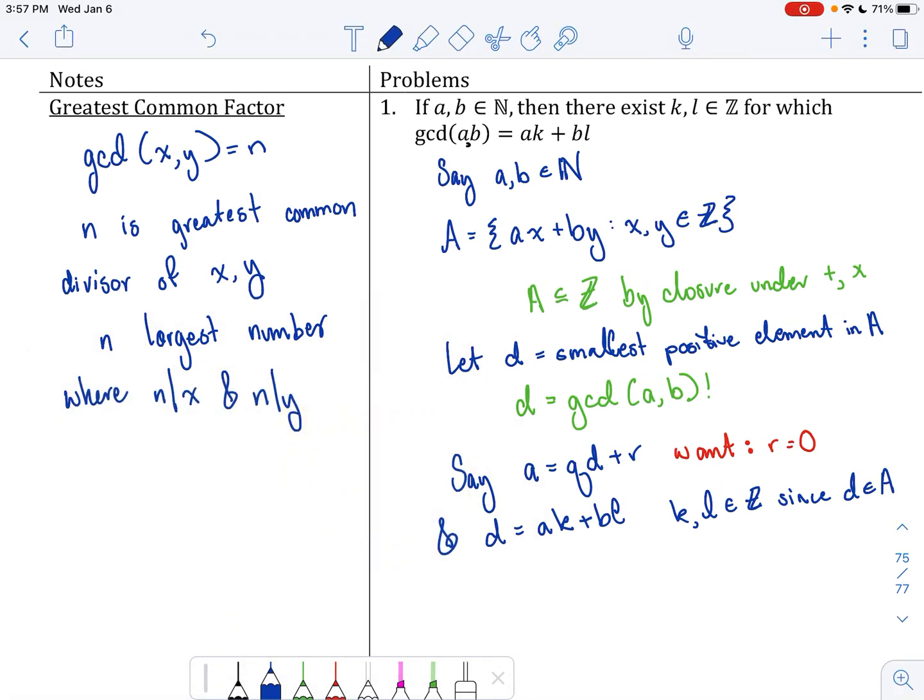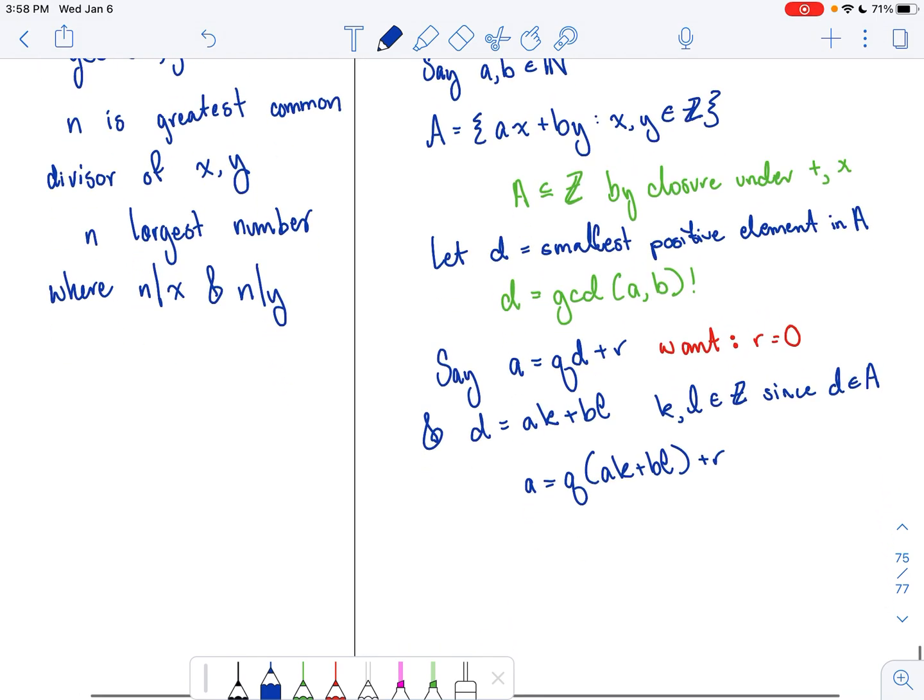From there, I'm going to use substitution. I'll say, well, then that means A is equal to Q times AK plus BL plus R. Nice substitution. Again, we want to show that R equals 0, so I'm more worried about R than anything else.